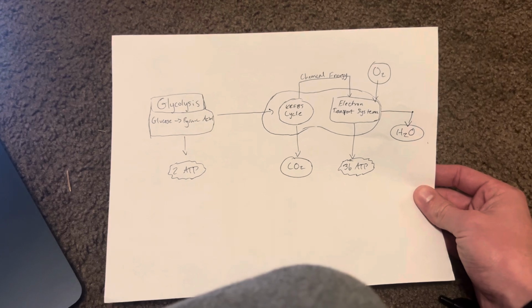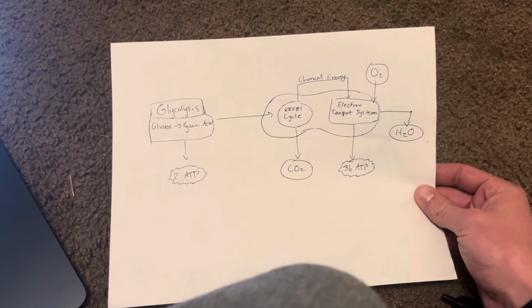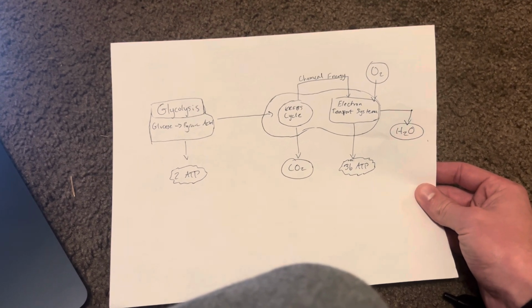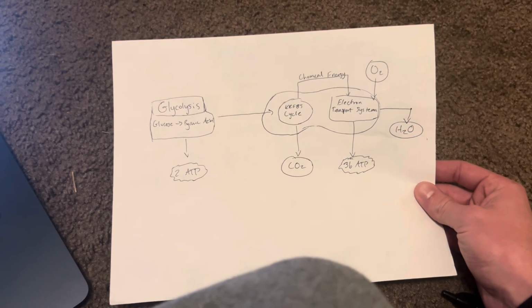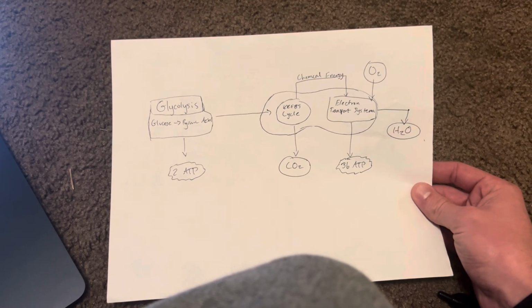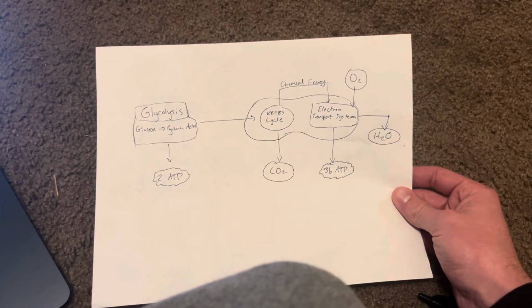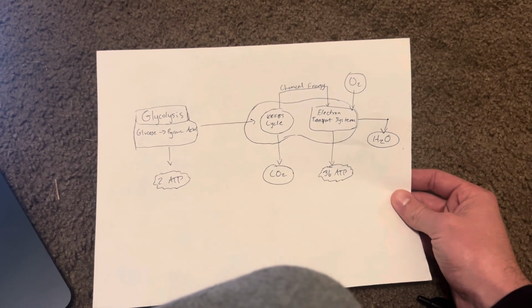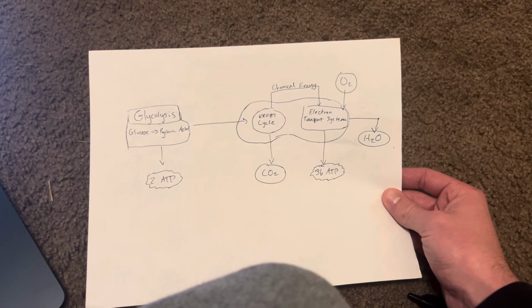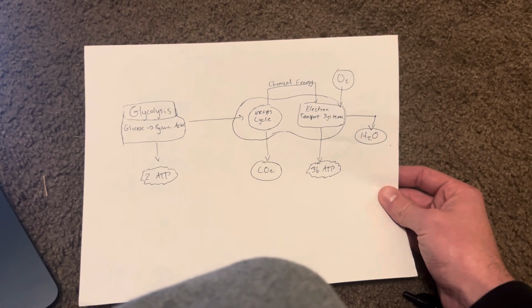It also produces chemical energy, which leads to the electron transport system. And the electron transport system is mainly where we get our ATP from. It produces 36. It also produces O2, and it produces H2O. So this is a very important process, and it produces many different things that we will get into throughout our presentation.